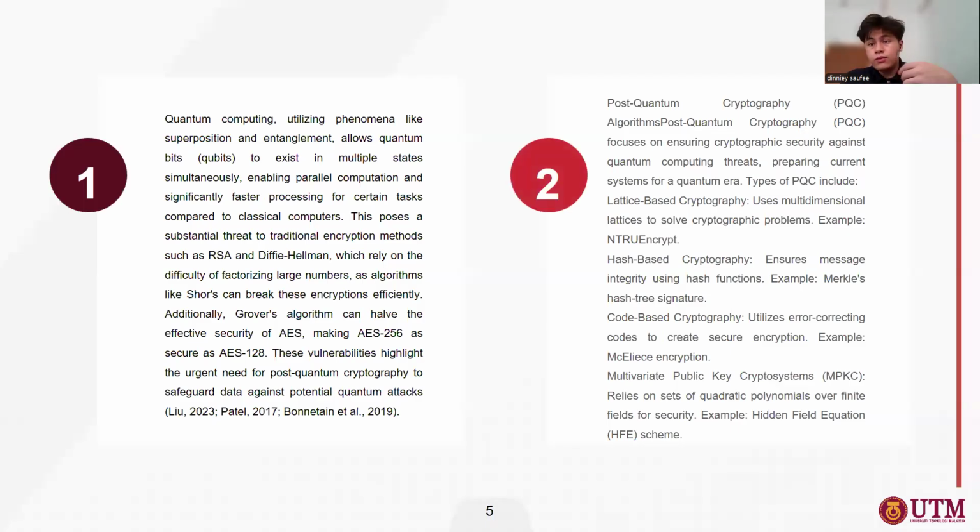And so for literature review, we're going to go first with quantum computing. Quantum computing is utilizing phenomena like superposition and quantum entanglement by allowing quantum bits, qubits, to exist in multiple states simultaneously. It enables parallel computation and significantly faster processing for certain tasks compared to classical computers nowadays. This poses a substantial threat to traditional encryption algorithms like RSA and Diffie-Hellman, which rely on the difficulty of factoring large numbers, as Shor's algorithm can break this encryption very efficiently.